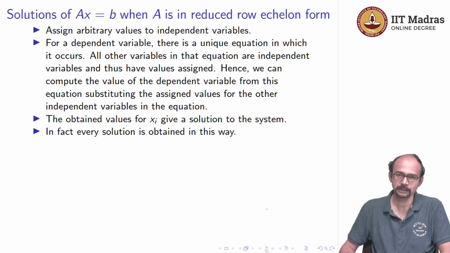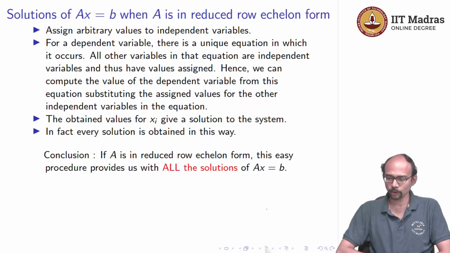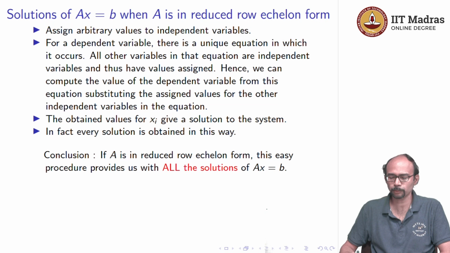That is what we saw in the two examples that we did. So, the conclusion here is, if A is in reduced row echelon form, there is a very easy procedure, an algorithm. Let us recall what it is. You find out the leading ones; the corresponding column numbers tell you what the dependent variables are, and all the other ones are the independent variables. For the independent variables you assign arbitrary values and then calculate the values of the dependent variables from the corresponding equations. So, this procedure provides us with all the solutions of Ax equals b.